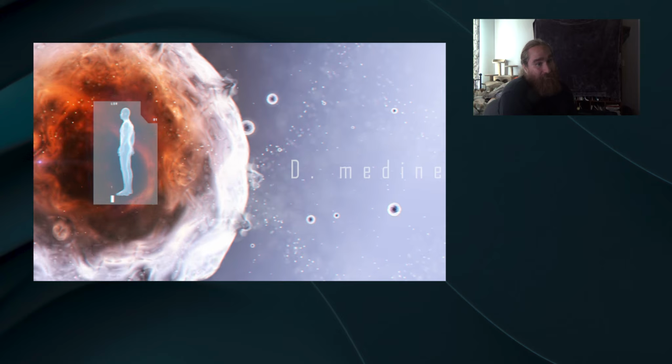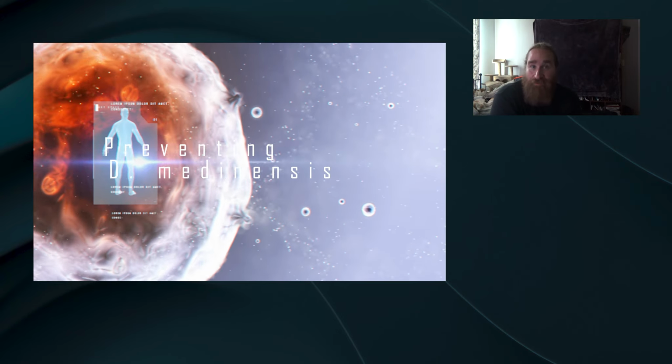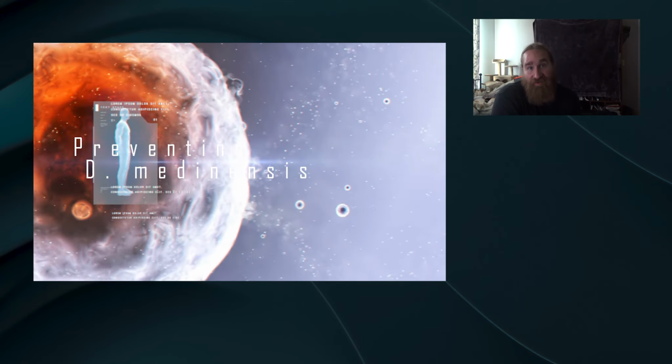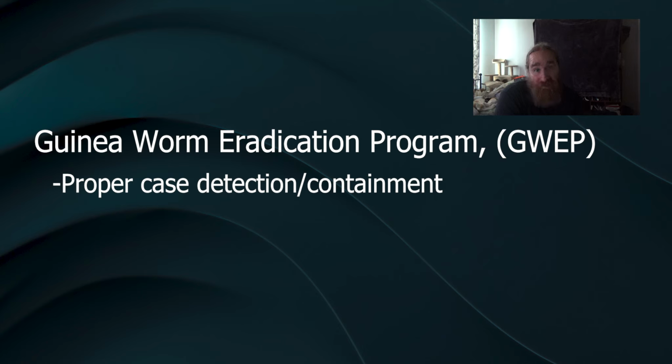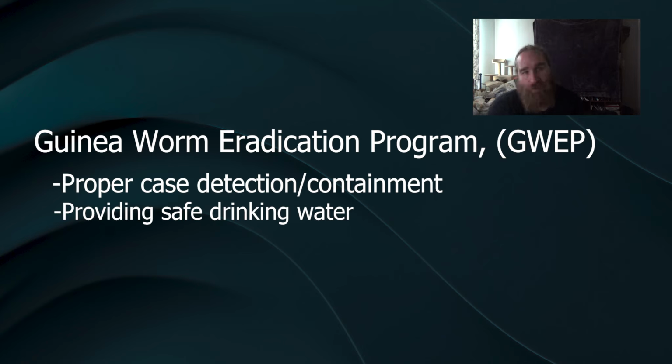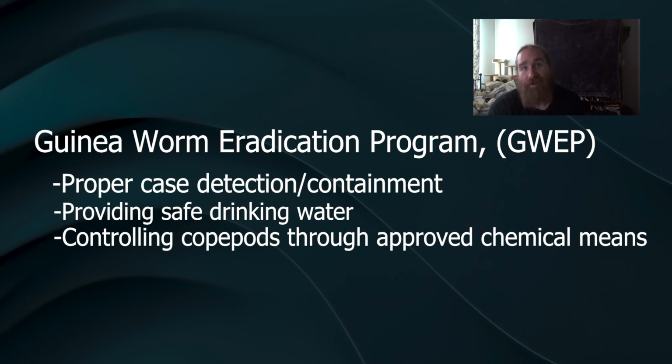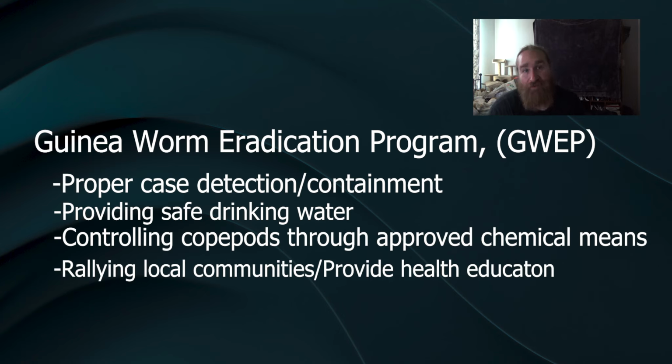Now, maybe you're a little paranoid again and you're kind of wondering, okay, is there anything that I can do to prevent it? Well, the guinea worm is definitely one of the strangest parasites out there. There's a really interesting initiative going on right now called the Guinea Worm Eradication Program. This is both a national and international group that's spearheading the fight to rid the world of guinea worm. The program attempts to do this through proper case detection and containment. They work to provide safe drinking water. The program works to control the copepod vectors through approved chemical means, and they also try to rally the surrounding communities and provide health education.